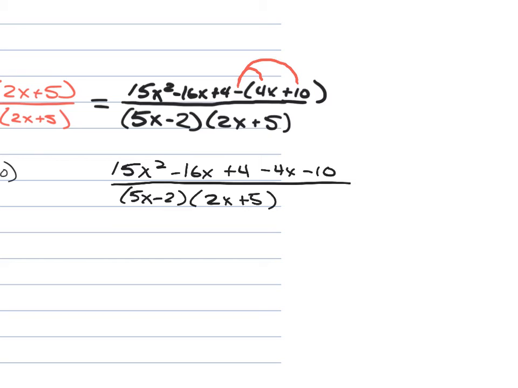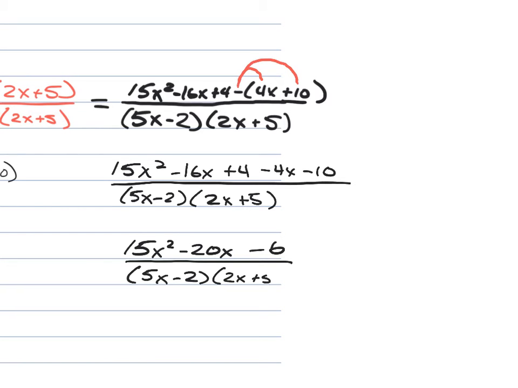Where do I go from here? Negative 16x and negative 4x could be negative 20x. Okay, so that 15x squared is not combining with anything, but the negative 16x and the minus 4x becomes a negative 20x. And then negative 10 plus 4 is minus 6. Now, the question is, does this factor? We're going to have to see. We're going to have to try this.